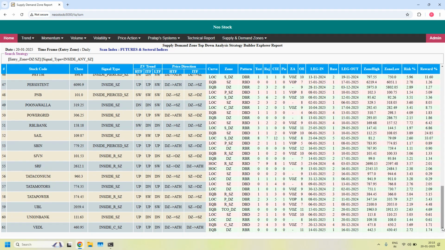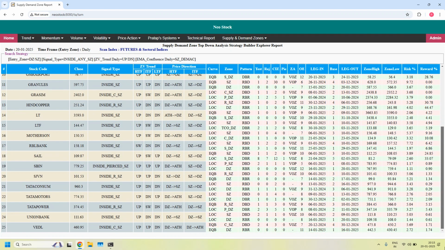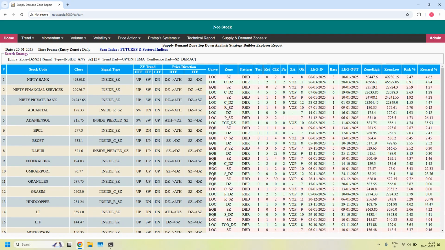We can further filter this list based on the EMA Confluence. Let's verify how many daily supply zones are having daily EMA Confluence. In the EMA Confluence parameter at daily time frame, I am setting the filter daily supply zone having daily EMA Confluence, and the trend on the daily time frame should not be sideways. It can be up or down. Let's filter. Now the list has come down to 25 stocks.